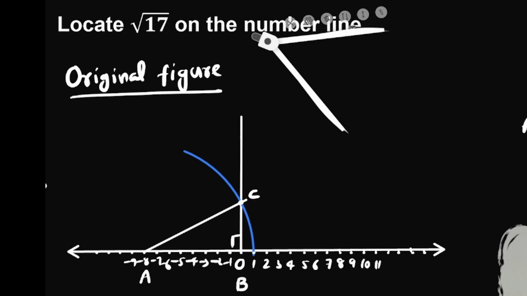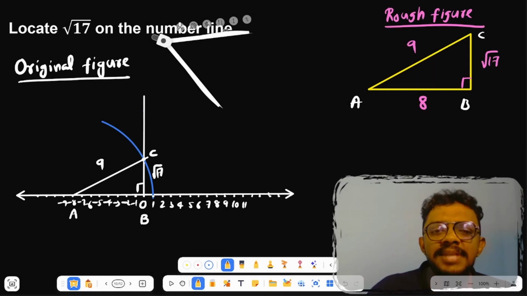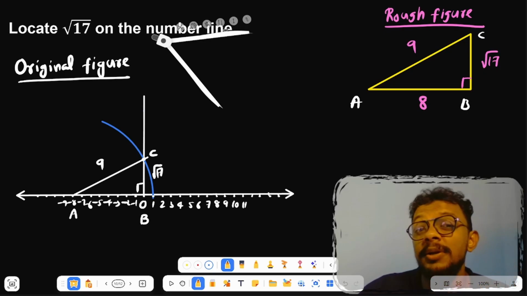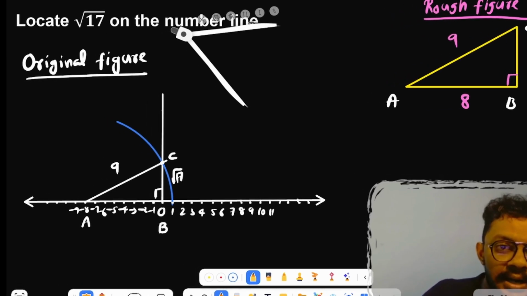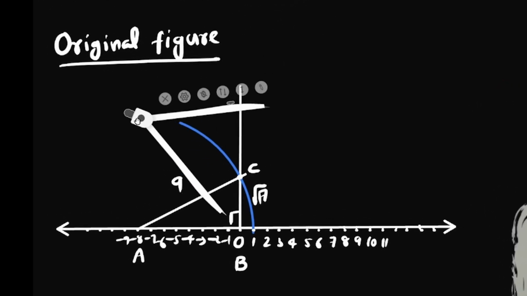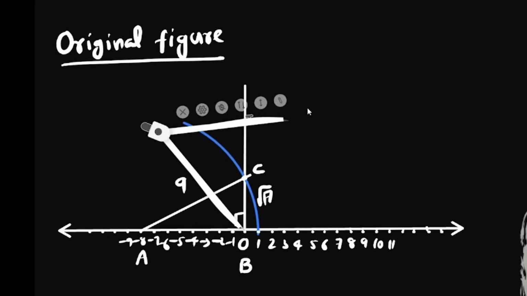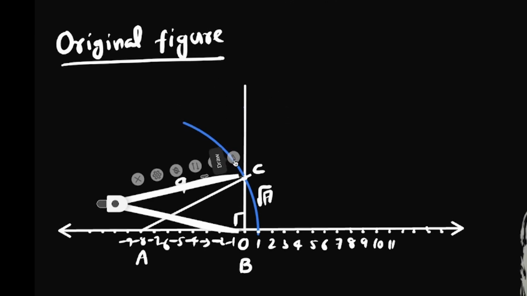So this one is 9 units, and AB is 8 units. Automatically, BC will be root 17 according to Pythagoras theorem. Now I got BC on the line, and BC is root 17. If I got root 17, marking it on the number line is simple. Take your compass and take this root 17 on the compass.